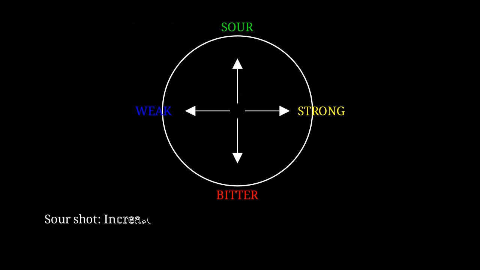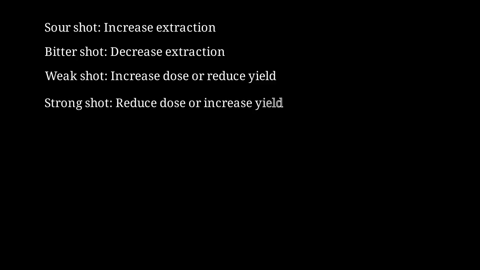If your shot is sour, you're under-extracting. Grind finer to increase contact time and surface area, or increase temperature to speed diffusion. If your shot is bitter, you're over-extracting. Grind coarser to reduce contact time, or lower temperature slightly. If your shot is weak or watery, increase your coffee dose or reduce your output volume to increase concentration. If your shot is too strong or muddy, reduce dose or increase yield.